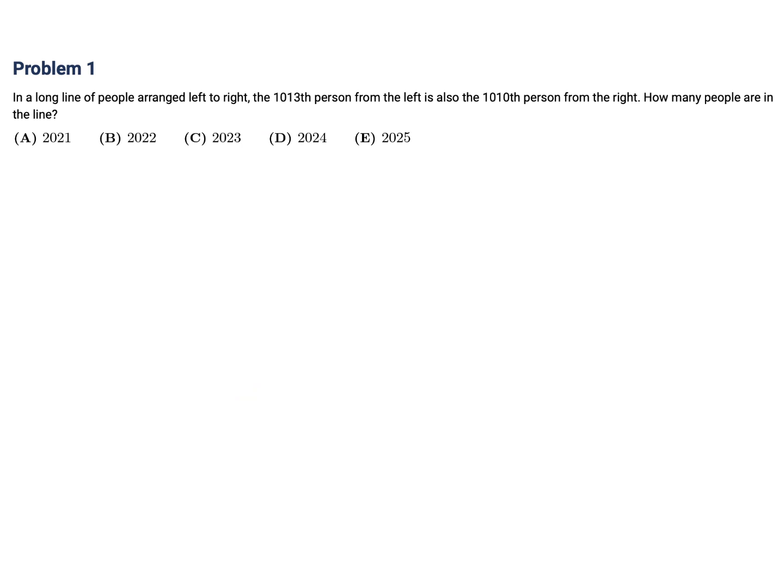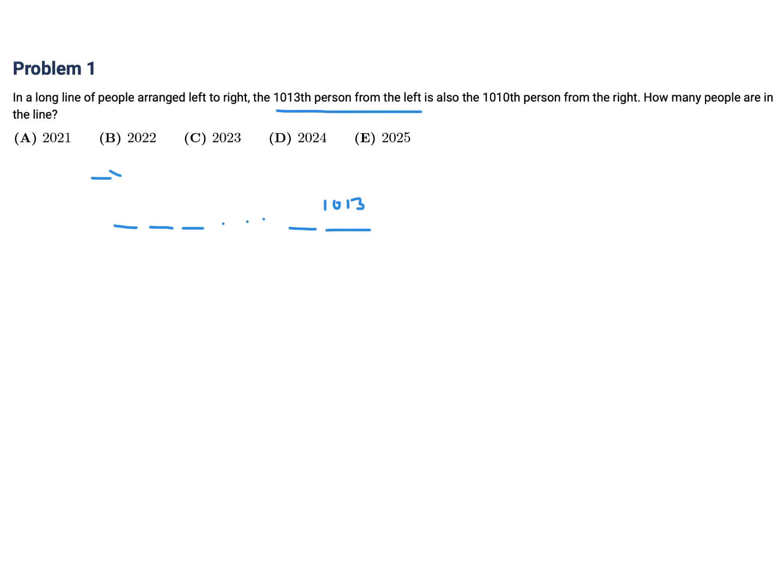In a long line of people arranged left to right, the 1013th person from the left is also the 1010th person from the right. How many people are in the line? We have a whole bunch of people, dot, dot, dot, and then eventually you get to the 1013th person. So we're coming from the left.